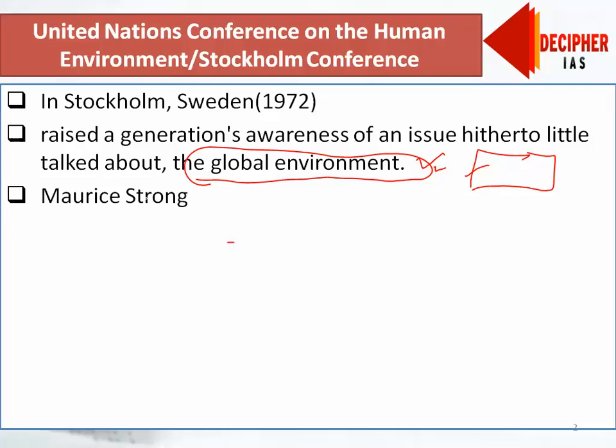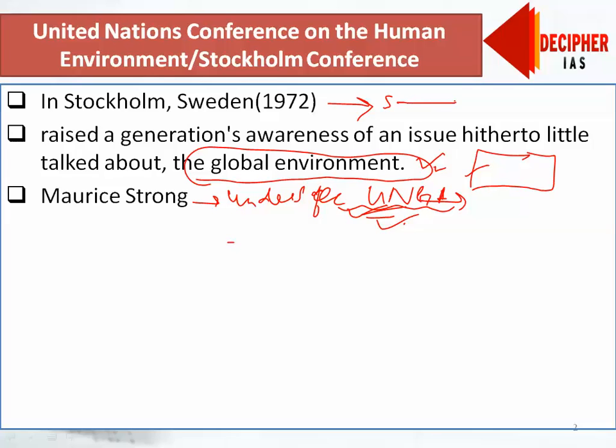So Maurice Strong was the guy. He was Under Secretary General of the United Nations, and he was the main force behind this conference. It was initially initiated by Sweden, and then the UNGA passed a resolution that this conference should be held under the auspices of the UN. Maurice Strong was also a force behind the Earth Summit. He died recently, in 2015. He was from Canada.